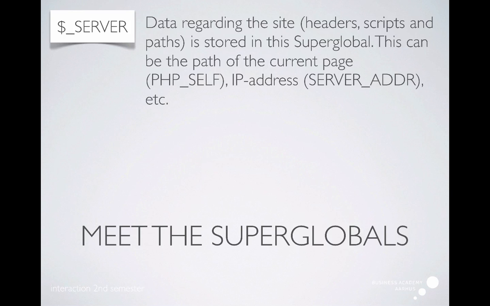Let's have a look at the server. The server Superglobal holds this array, holds data regarding this site. That means headers, scripts and path are stored in this Superglobal $_SERVER. It is used, for example, for finding out where we are, which page we are on, which IP address is calling or requesting this page. We can use that for finding out in which part of the world the user is located.